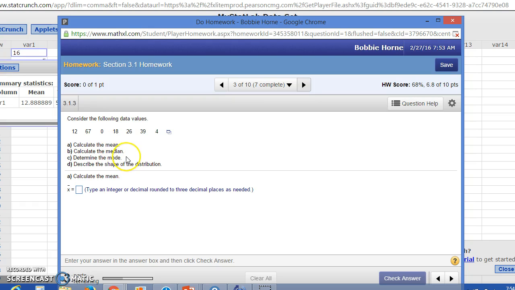Remember, if the mean is greater than the median, then the mean would be to the right of the median. So it'd be right skewed. Think of your graph. Where are the numbers bigger? On the right side. If your mean is less than your median, where are the numbers smaller? On the left side of a graph. So on the left side of your number line, so it would be left skewed.